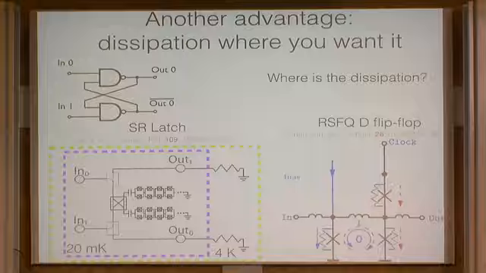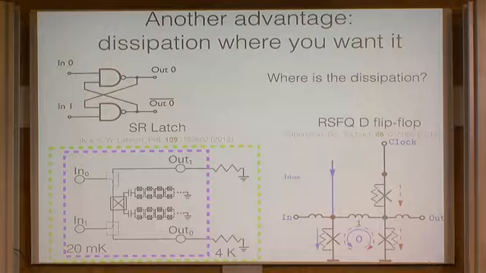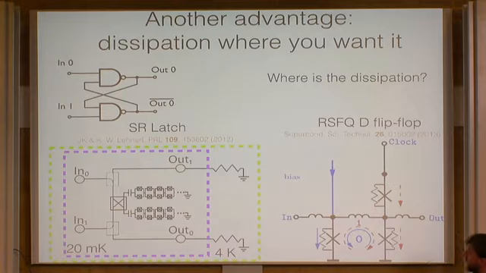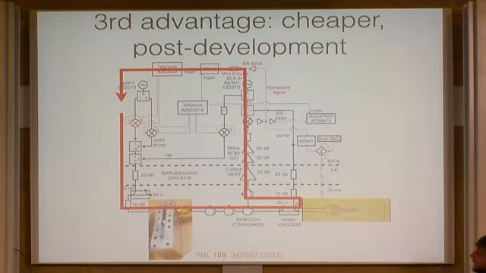In RSFQ, the dissipation happens through resistive shunts that are embedded directly across those junctions. And for systems of significant size, this starts to heat up. This exact problem is also a problem in the large-scale superconducting detectors too. The other advantage that I've talked about a lot already is this notion of cheapness.